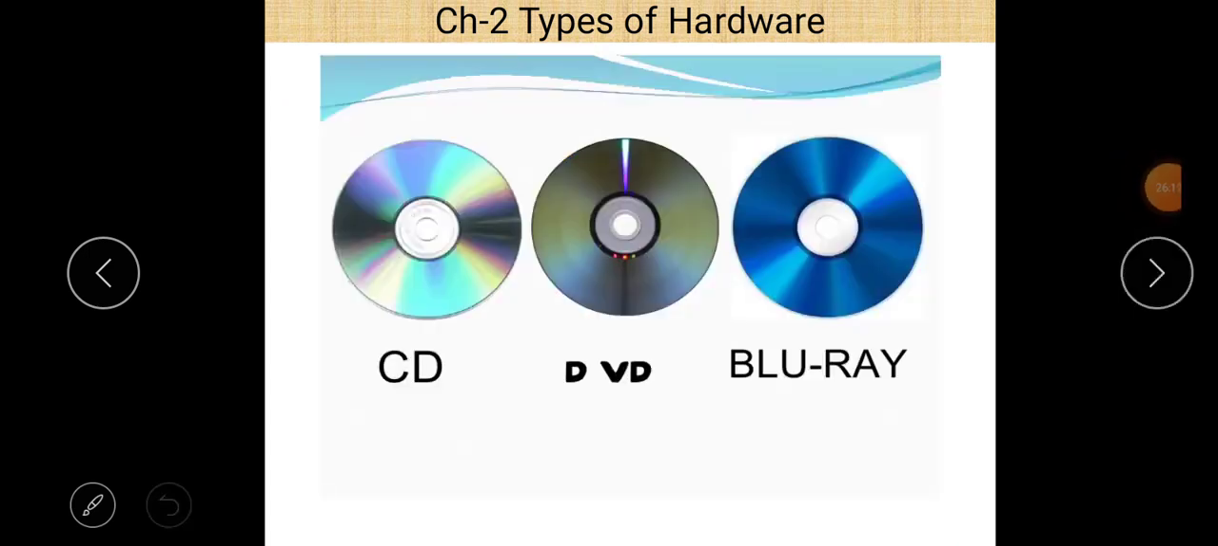Now this is the diagram of CD, DVD and Blu-ray disc. So you can easily see that all of them are optical discs, and the density of Blu-ray disc is much higher than that of the DVD, and the density of DVD is much higher than that of the CD. So CD generally stores data up to 700 MB, DVD stores up to 1.7 GB, and Blu-ray disc up to 25 GB generally.